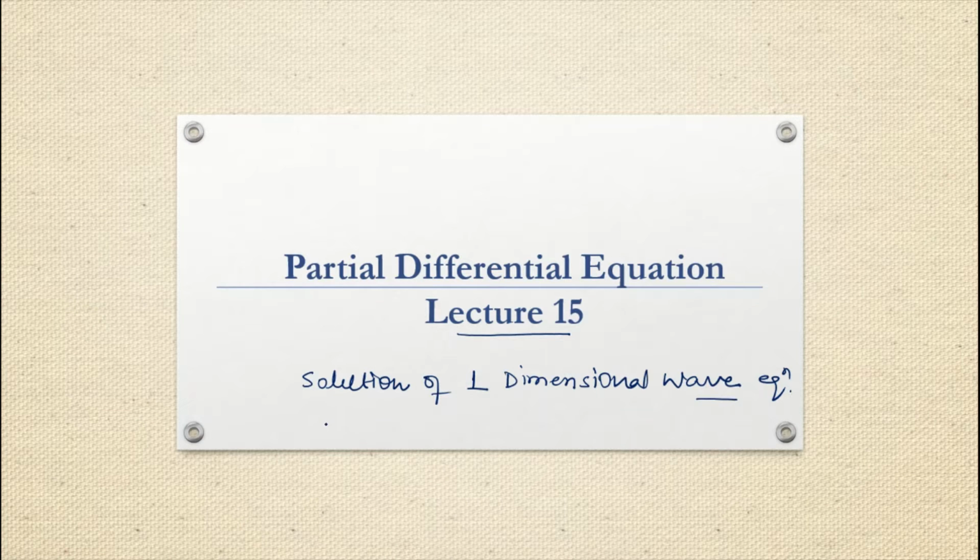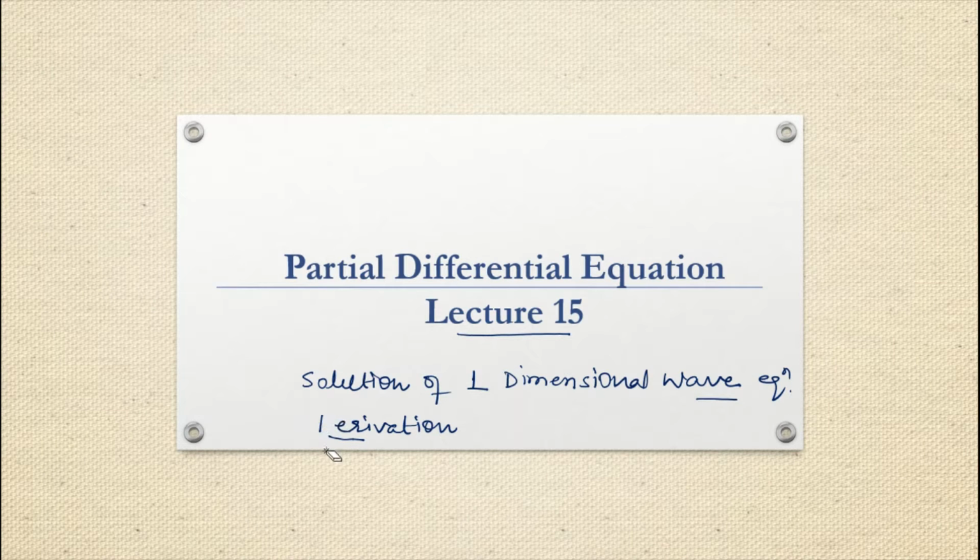In the last class we had seen the derivation of the one-dimensional wave equation, right? We had seen in detail the concept of the wave equation and we had taken a few examples also. If you have not seen the derivation, I will suggest you first watch the derivation, and only then come to the solution of the one-dimensional wave equation. Otherwise, a few concepts you will not understand.